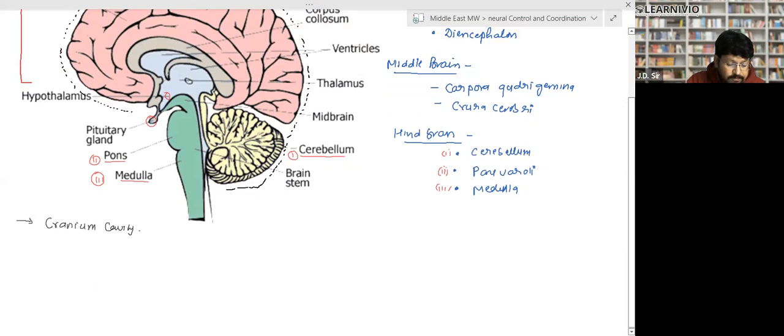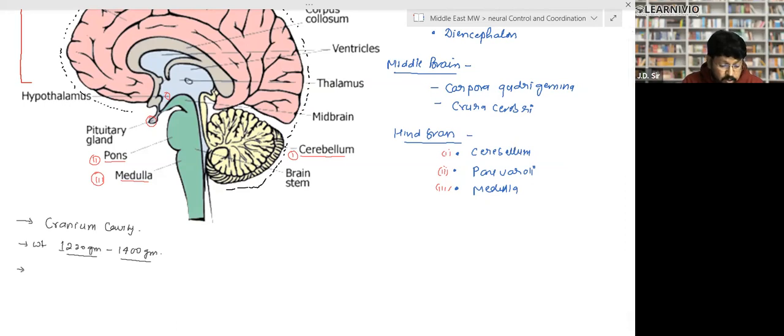The weight of brain varies from 1220 gram to 1400 gram. So weight of brain is not fixed. Actually, the size of brain is smaller in female and larger in male, right? It has nothing to do with intelligence, mind it. Only this is the size of the brain.